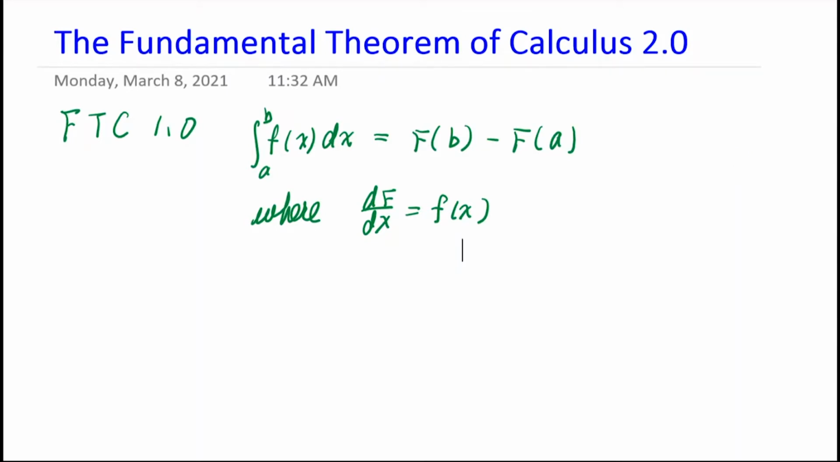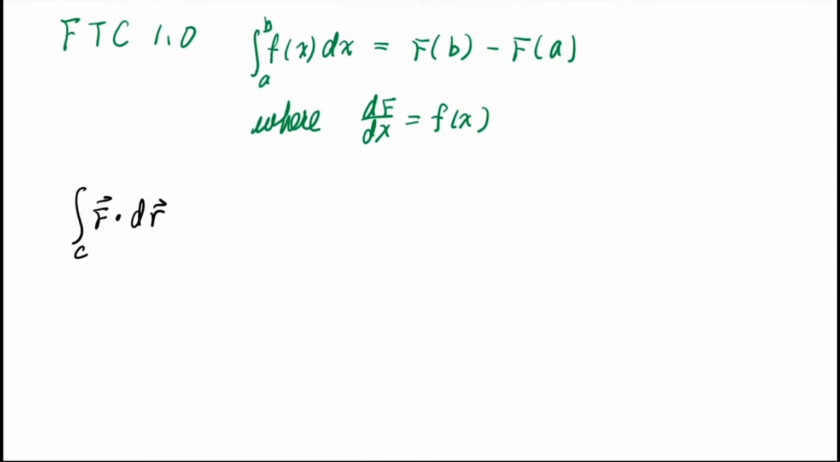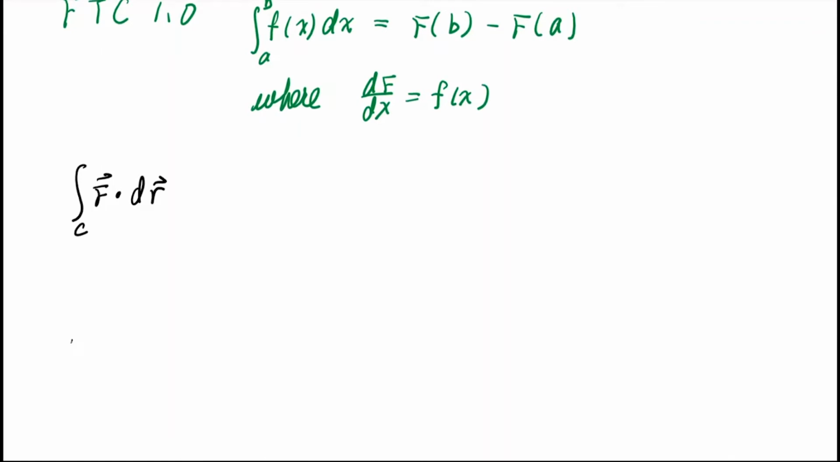Okay, here's 2.0. Remember the line integral, F dot dr? This thingy, right? I'm going to sketch this for you. Say that the curve looks like that. This is where t is equal to a, and this is t is equal to b. So this is the curve C.